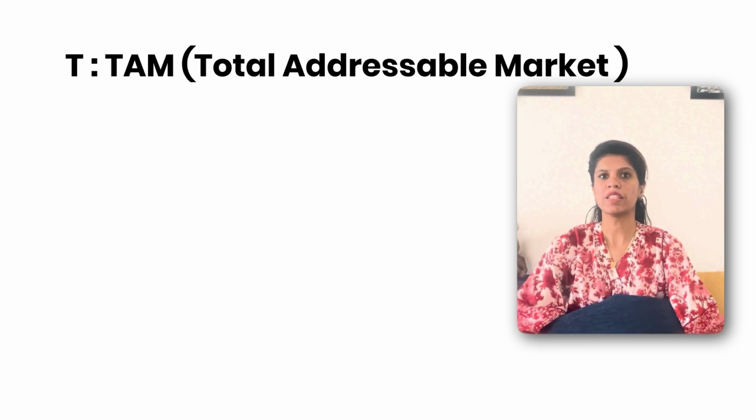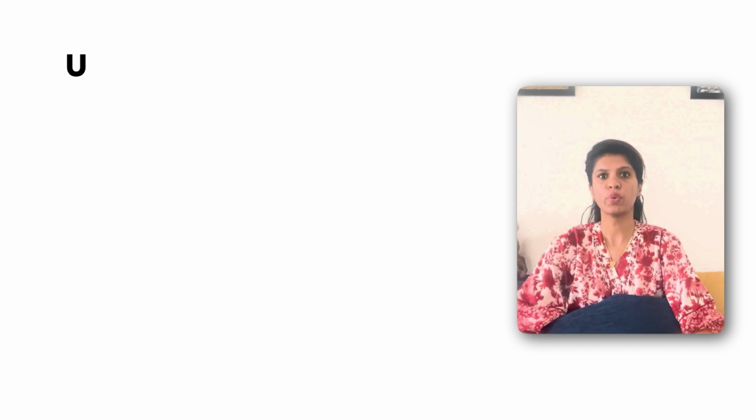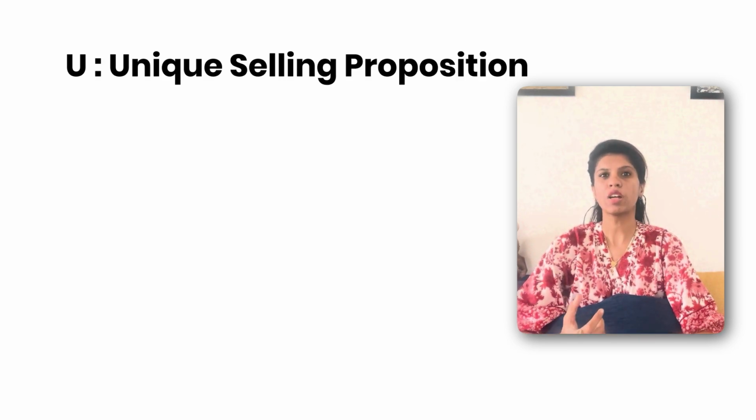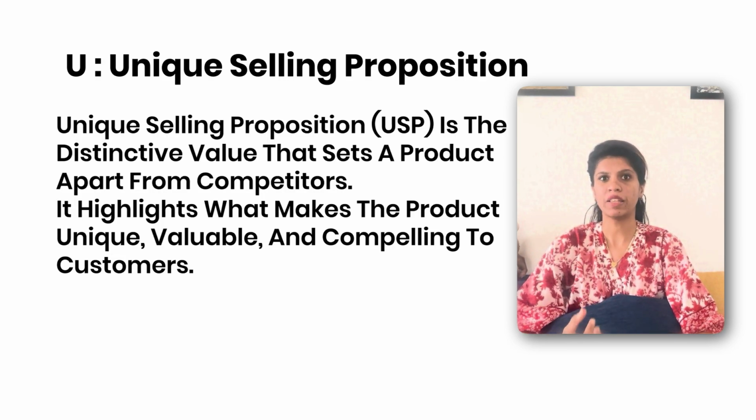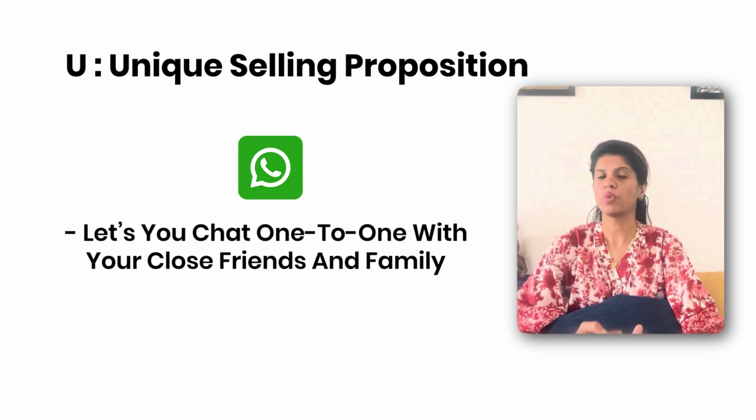TAM, total addressable market. Based on the estimates of how many users will be using your product, we calculate, okay, this is my TAM and this is how much revenue I'll be able to achieve. Then we have unique selling proposition. A couple of positive factors, the way the company markets its product so that users are driven to the product. Let's say for WhatsApp, what's the USP? That I'll let you chat one-to-one with your close friends or family.